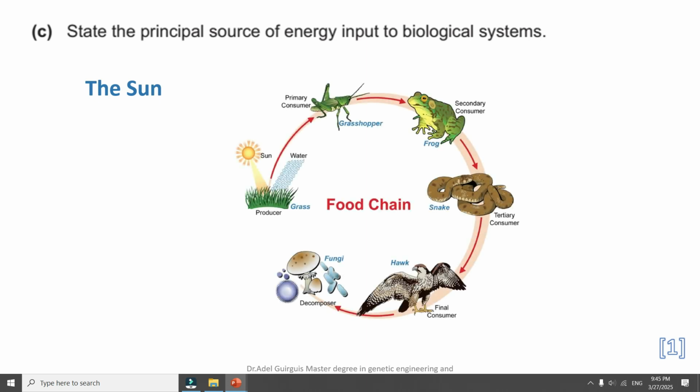Okay. Now state the principal source of energy input to biological systems. The main or principal source of energy is the sun. Look, this food chain is powered by the sun's energy every day, due to the photosynthesis process, which must be done to provide food for herbivores. Then the cycle moves along the chain. It's okay? So the sun is the principal source of energy input to all biological systems.